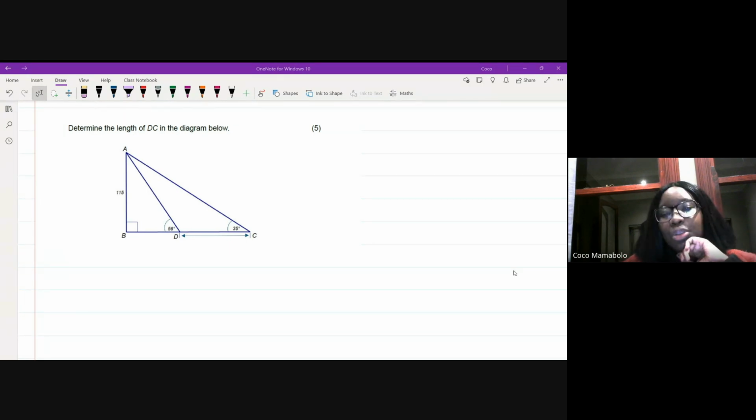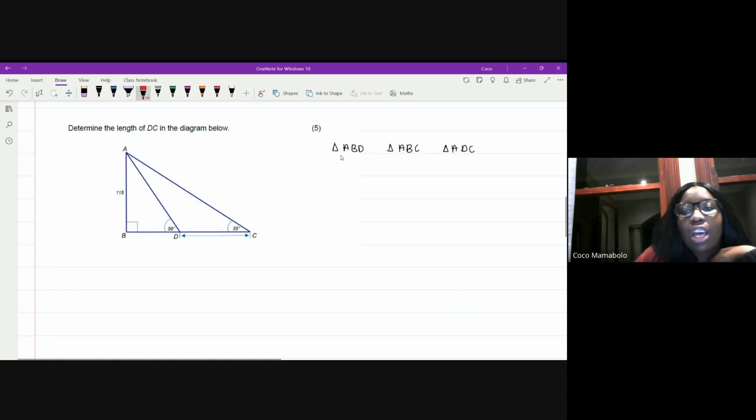Which triangles do we have here? Good. We've got 3 triangles. Only 2 of those triangles are going to be useful to us because what do we know about the 3rd triangle? Let's name these triangles. What are they called? Good. So we've got triangle ABD, triangle ABC, and we've also got triangle ADC.